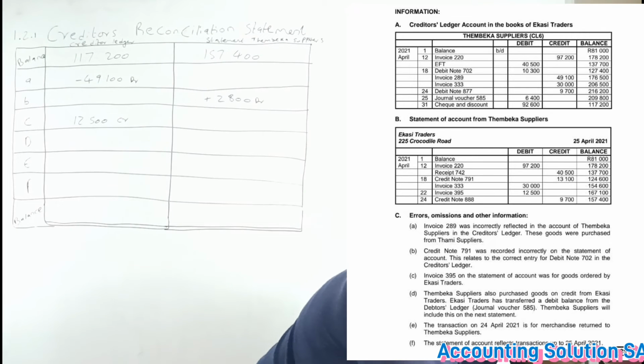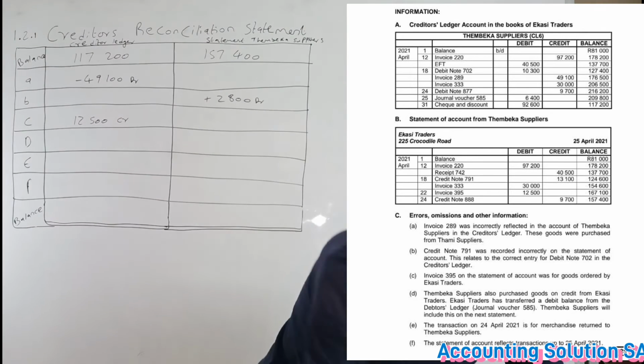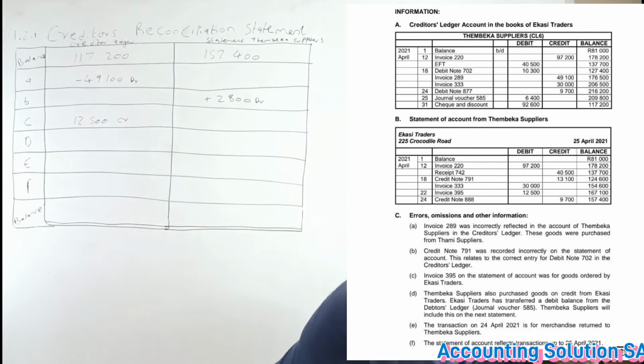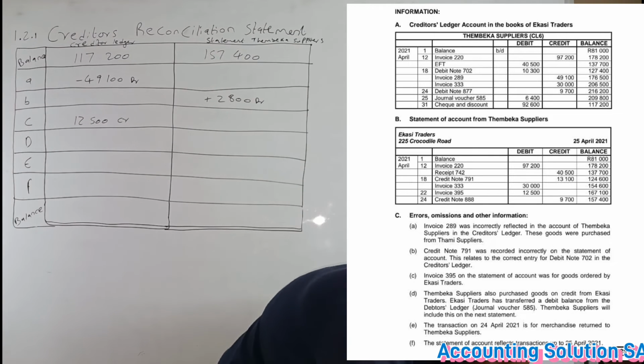Now let's go to number B. Tembeka supplier also purchased goods on credit from a currency trader. The currency trader has transferred a debit balance from the debtors ledger, for which there is a general voucher of 585. Tembeka supplier will include this on the next statement. Okay, now let's check general voucher 585.